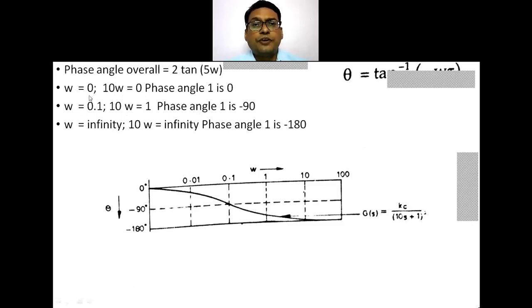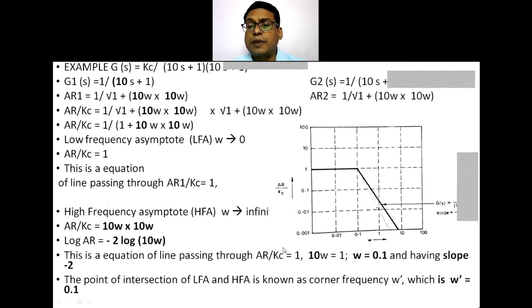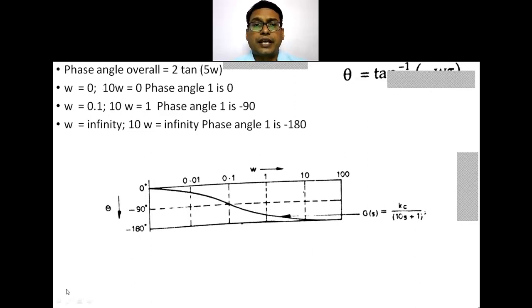Now substituting values one by one: omega equal to 0, omega equal to 0.1, omega equal to infinity. In this case I can take 0.1, 1, all the values can be taken. Why is 0.1 taken? Because my corner frequency is 0.1 in this numerical. So I am taking omega equal to 0.1. I can take 0.01, I can take 1, 10, 100.